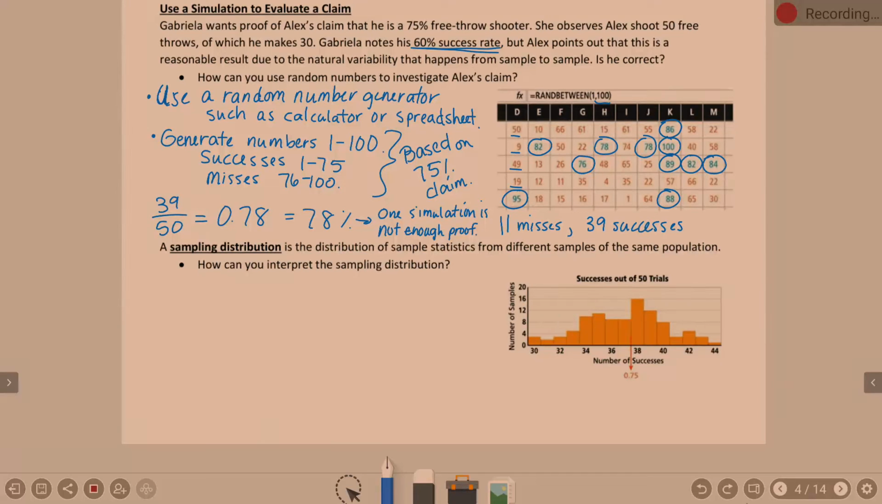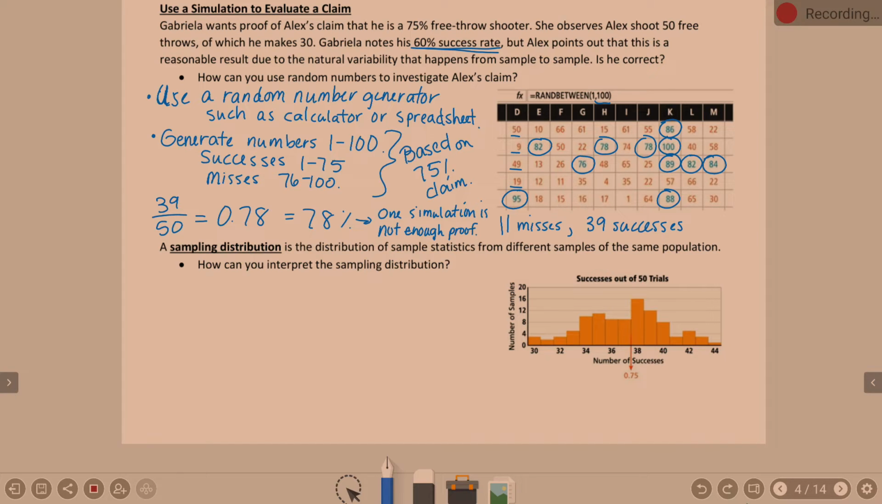If you recall, we left off yesterday looking at simulation, right? And we were looking at this example where, what was it? Alex claimed he was a 75% free throw shooter. Gabriella watched him shoot a set of 53 throws. He shot 60%. And so now the question is, is he truly a 75% free throw shooter and that was just a fluke, or is he not truly a 75% free throw shooter?